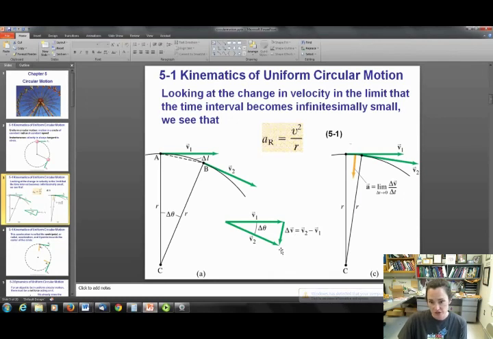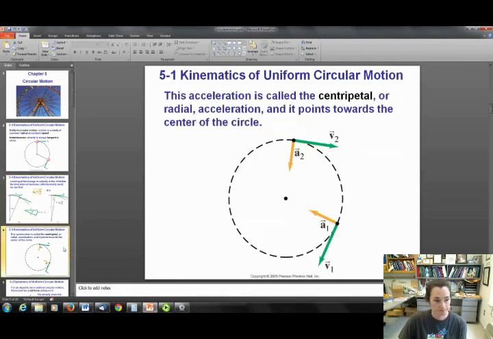So the direction of the acceleration for a particle moving at constant speed in a circle of constant radius is going to be pointed in towards the center of the circle. The magnitude of the acceleration is the speed squared divided by the radius of the circle. This acceleration is called the centripetal acceleration and sometimes called the radial acceleration.